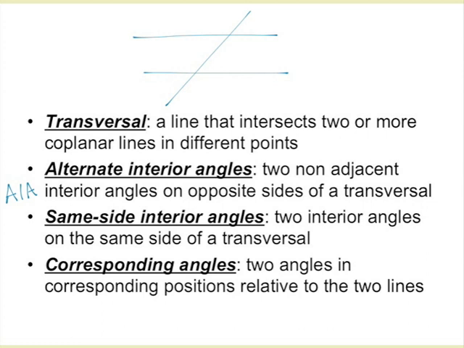Alternate interior angles are defined as being not adjacent to each other, so they should not be right next to each other. They need to be interior, which means on the inside of the set of lines. And they need to be on opposite sides of the transversal. So when we have a picture like this, we created a lot of angles here.